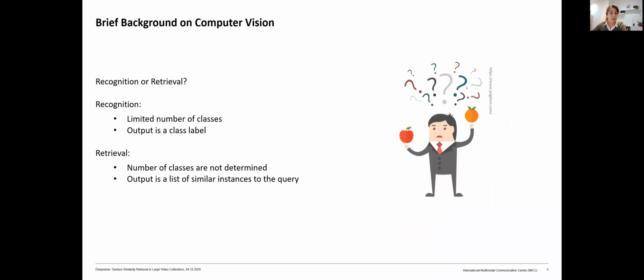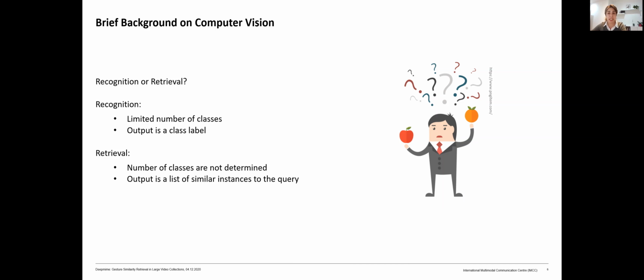We are all the time talking about recognition and retrieval, but what is the actual difference between these two, and why are we preferring retrieval over recognition in this work? Recognition is based on a limited number of classes, and you basically label your input based on those classes. So the output of your system would be a class label given to that input. However, in the task of retrieval, you don't have class labels anymore, and the output would be a list of similar instances to your query image or video.